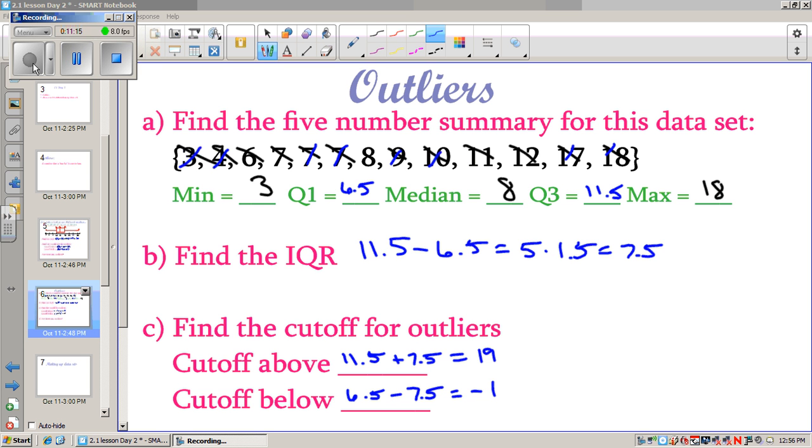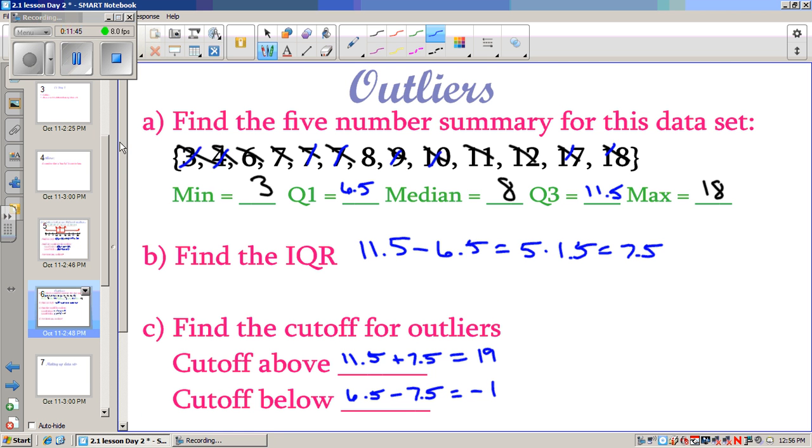To get my 6.5 and my 11.5, the first quartile falls between 6 and 7. The third quartile falls between 11 and 12. Once I have my quartiles, I take my quartile 3, subtract my quartile 1 from it to get my 5, times by 1.5 gives me my 7.5. To find my cutoffs above, I add 7.5 to my third quartile to get 19, and I subtract 7.5 from my first quartile to get -1.